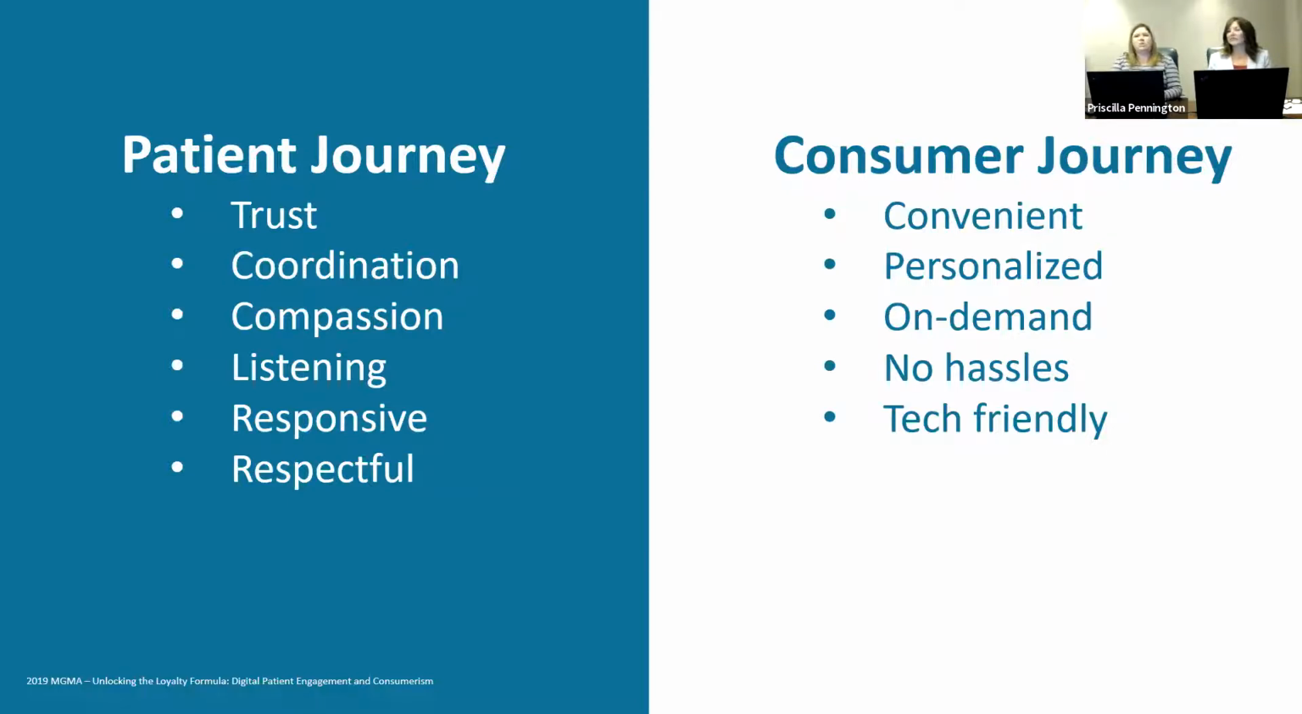Do they feel like it's personalized for them? Are you providing them with on-demand tools to interact with your team? And is it really a hassle-free experience? And of course, technology-friendly, like everything else in their lives.